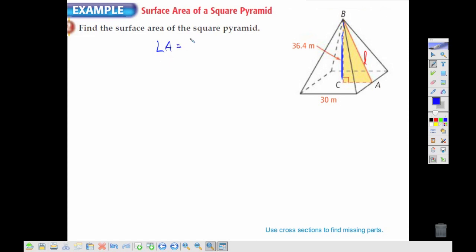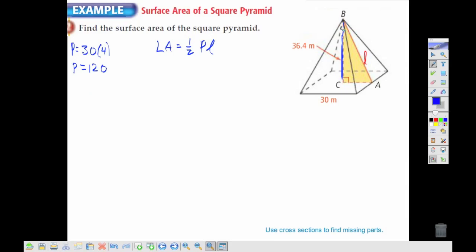Now we can start by looking at our formula. Lateral area is equal to 1/2 PL. And we might be able to find the perimeter pretty easily. We have sides of 30. And it's a square, so there's 4 sides. That'll give us 120 for our perimeter.